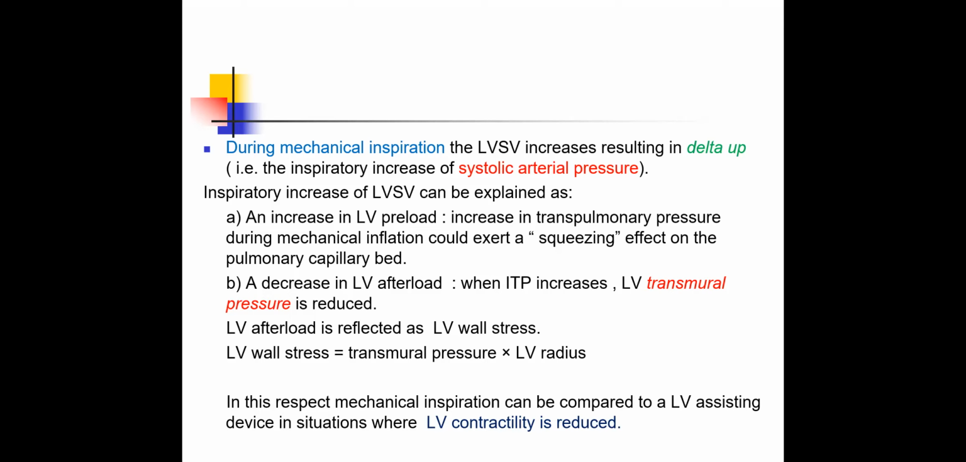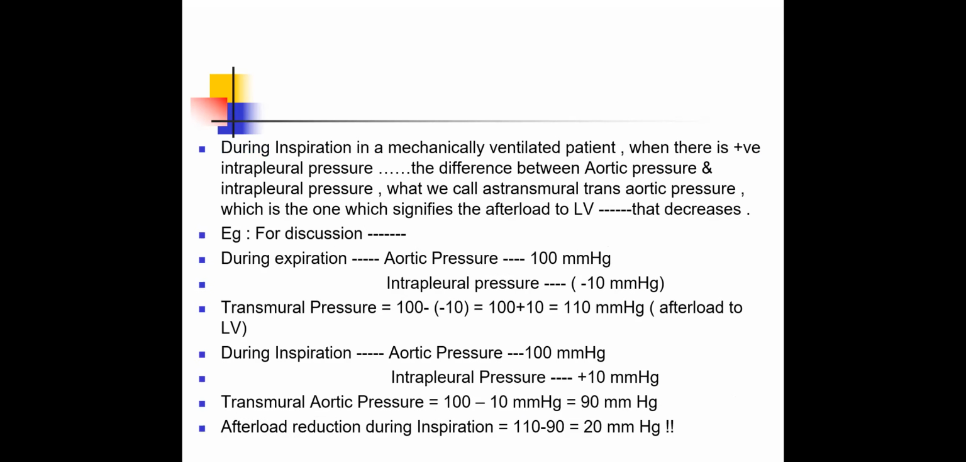How? Whenever ITP, intrathoracic pressure, increases, LV transmural pressure is reduced. LV afterload is reflected as LV wall stress. LV wall stress is equal to transmural pressure times LV radius. So whenever transmural pressure is reduced, ultimately the LV wall stress, or the LV afterload, is reduced. In this respect, remember this, mechanical inspiration can be compared to an LV assisting device in situations where LV contractility is reduced. We will further discuss with an example.